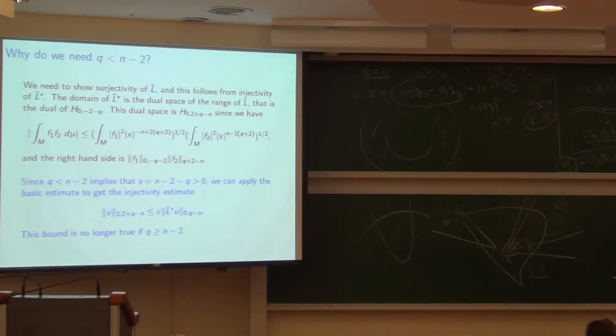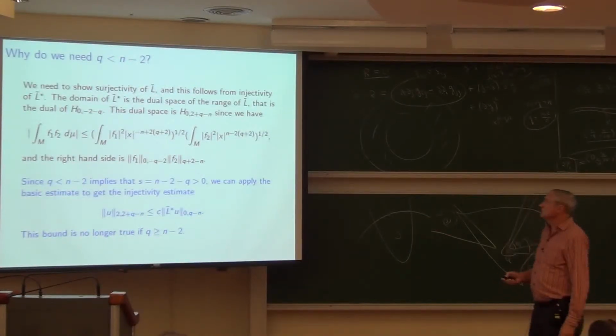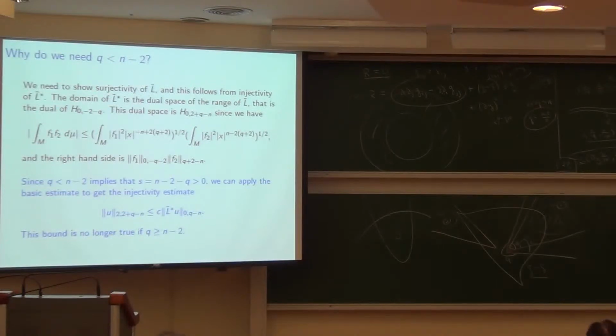And so in particular I can get the injectivity of the adjoint operator. This bound is simply false if you take Q equals N minus 2. And so that's really the reason. You have to weaken the decay in order to get injectivity of the adjoint operator. Once you do that, it's some work, but you can carry out the linear theory and then the nonlinear, the Picard iteration, also. So that's one of the important punchlines.